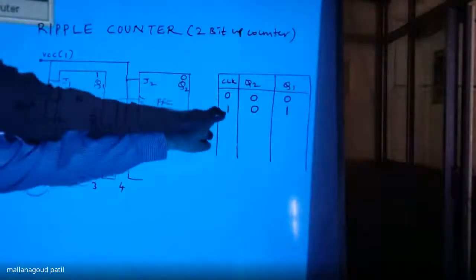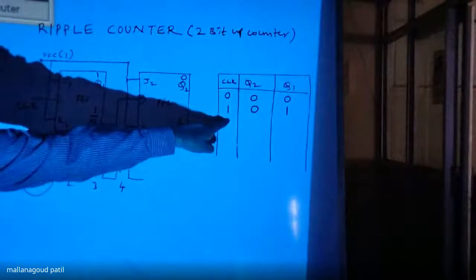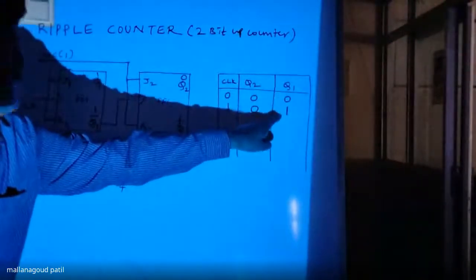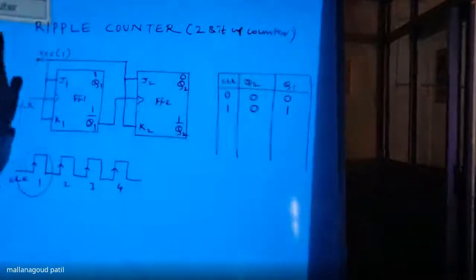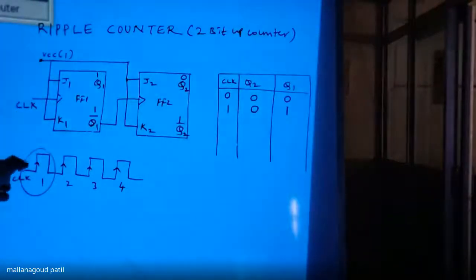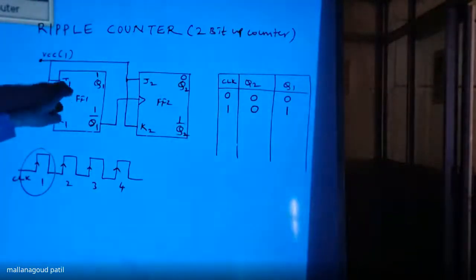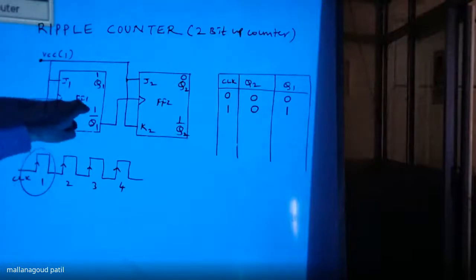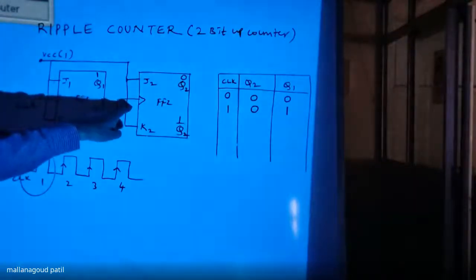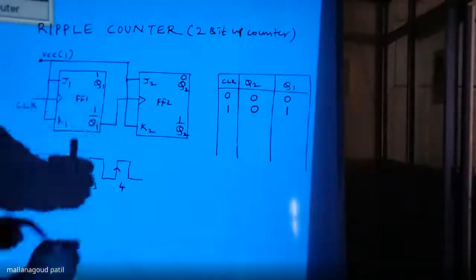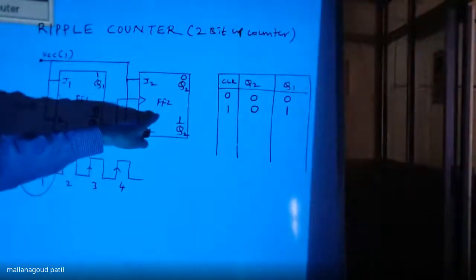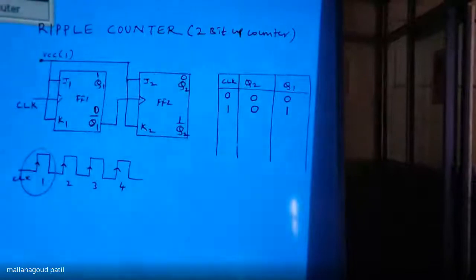See, when the first clock is applied, Q1 changes from 0 to 1, that is a toggle. Q2 should be the same. When the clock is applied, the first flip-flop toggles, Q1 changes from 0 to 1, then immediately Q1 bar also changes. Q1 bar is the clock of the second flip-flop. Here you will get 0. This 0 will not toggle flip-flop 2. Flip-flop 2 will be the same.